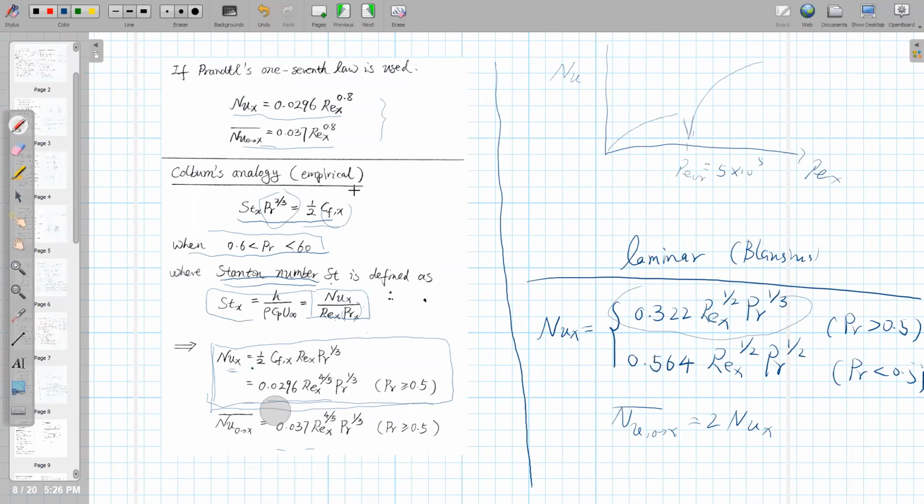But empirical correlations are different. With empirical correlations, you need to be very careful about their applicable range. If you use an empirical correlation with flow conditions or fluids not suitable for it, it may bring you a very big error. So for empirical correlations, you just need to be very careful about the range in which they can be used.